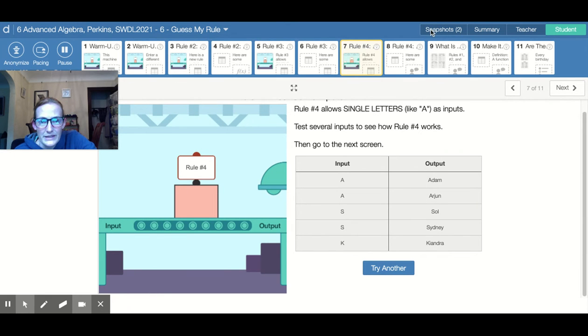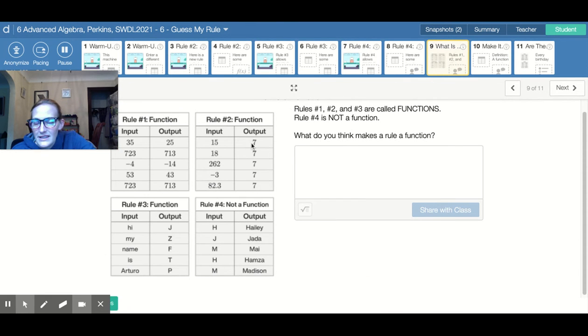Here's the important bit. When you get to this activity, it tells you on screen 9 that rules 1, 2, and 3 are functions. Rule 4 is not a function. This is what it is: if I can predict what the rule is going to do after I know the rule, then it's a function. If I can't predict what it's going to do, it's not a function, right? So here, I put in name, it ends in E. I know the next letter is going to be an F.